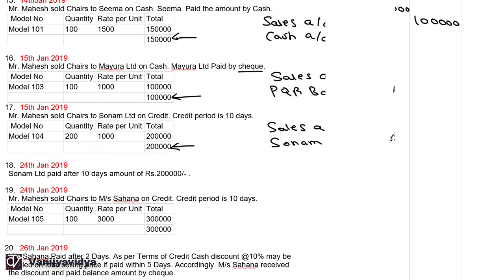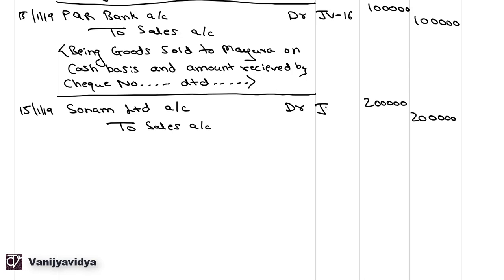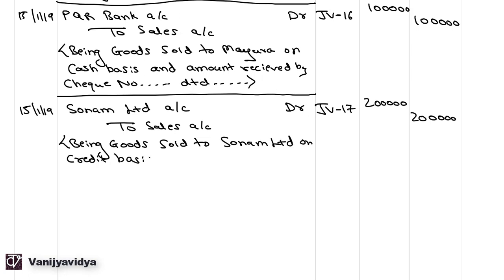Let's pass this entry. Date is 15 Jan 2019. Sonam Limited account debit 2 lakhs to sales account 2 lakhs. Voucher number is JV17. Narration, being goods sold to Sonam Limited on credit basis. Now let's move on to the next transaction.